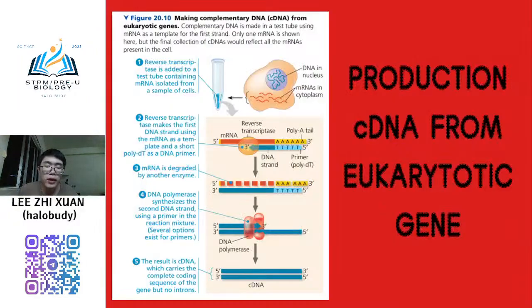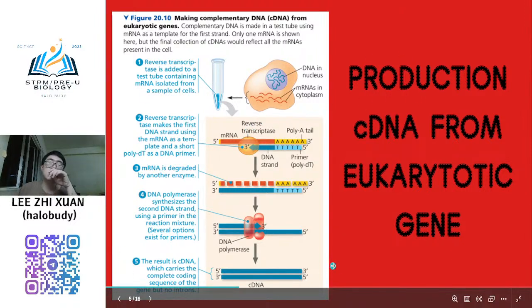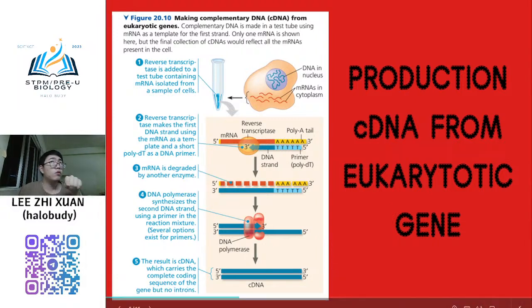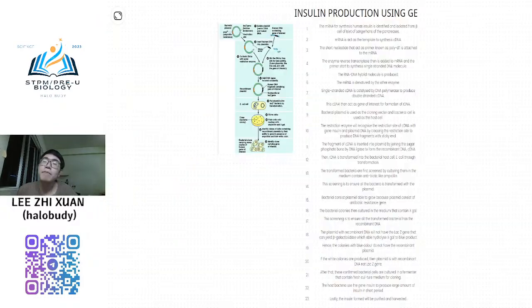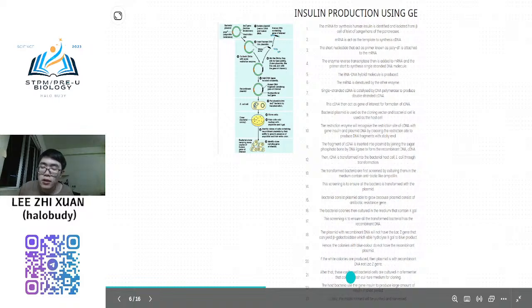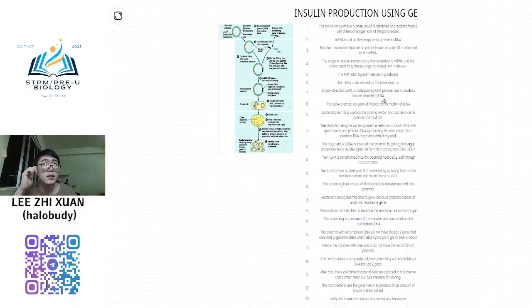Okay. So this is all about the cDNA synthesis. This is a very important step, especially in eukaryotic genes. When you mention eukaryotic genes, normally it is human, plant and animal. Okay. So normally the most popular one is insulin. You will use insulin to produce human insulin using genetic engineering, and this is a very famous exam question.